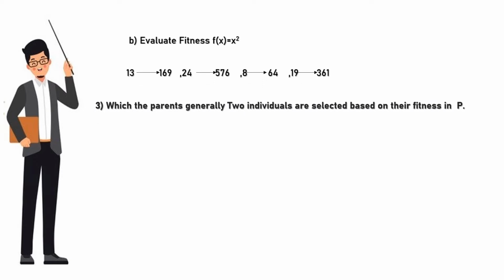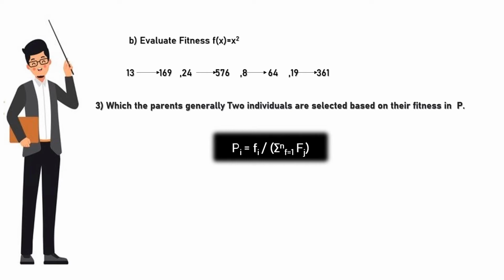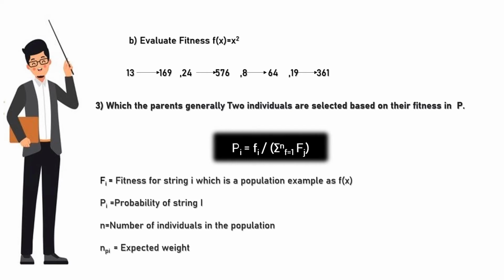3. Next is the selection step, in which the parents, generally two individuals, are selected based on their fitness in P, where Fi is fitness for string i, which is a population example as f of x. Pi is the probability of string i. N is number of individuals in the population. NPi is the expected weight.